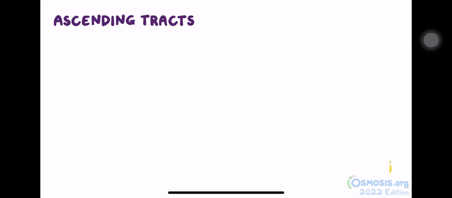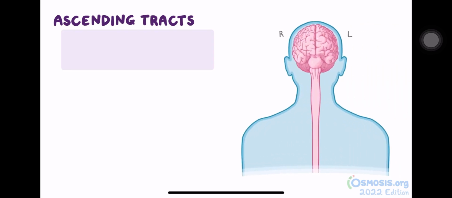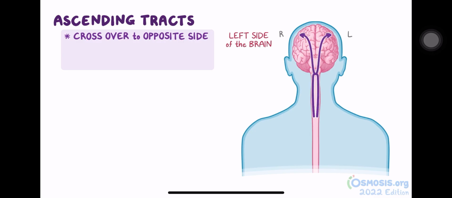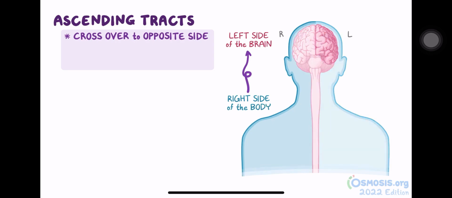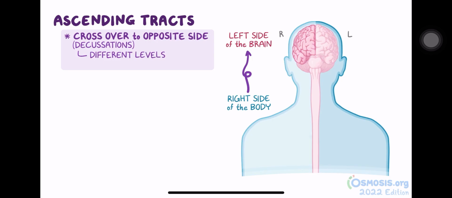While climbing up through the spinal cord to the brain, most ascending tracts cross over to the opposite side of the central nervous system, meaning that the left side of the brain receives sensory input from the right side of the body, and vice versa. These crossings are called decussations, and they happen at different levels of the CNS for each of these tracts.